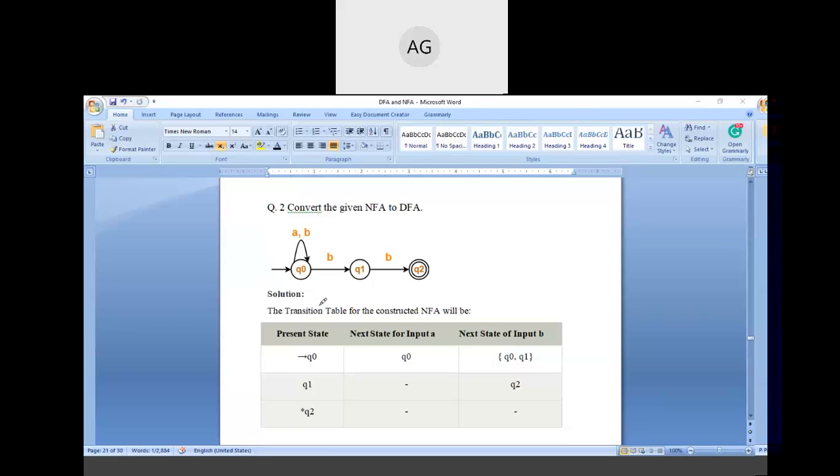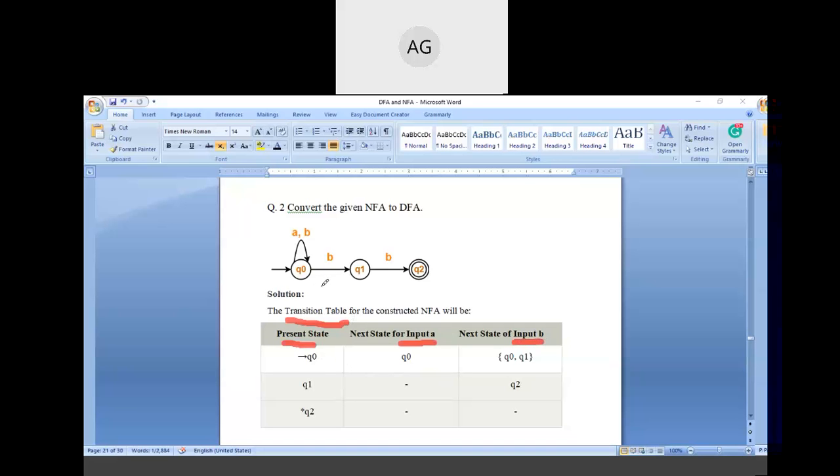The next question gives us a transition diagram, which is basically an NFA. In place of the inputs 0 and 1, this time we are taking the inputs A and B, and in this diagram we have three states, q0, q1 and q2. The first step is to convert this transition diagram into a transition table. We can make three columns: present state, next state for input A, and next state for input B.